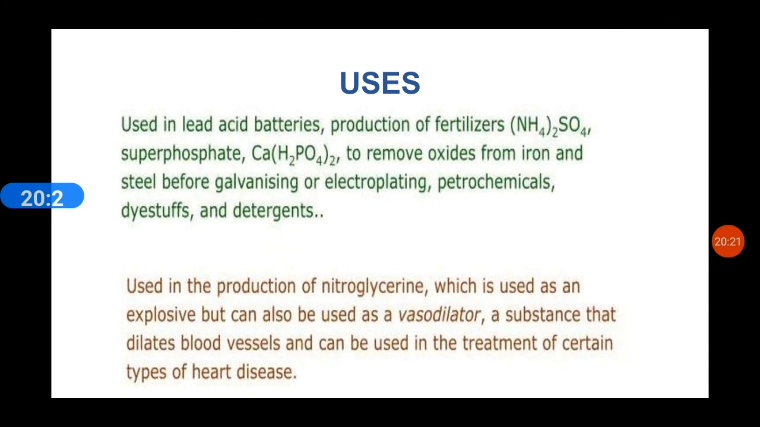Some uses of sulfuric acid. It is used in lead acid batteries, in production of fertilizers, to remove oxides from iron and steel before galvanizing or electroplating, in petrochemicals, dyestuffs and detergents. It is used in production of nitroglycerin, which is used as an explosive, but can also be used as a vasodilator, a substance that dilates blood vessels and can be used in the treatment of certain types of heart diseases.